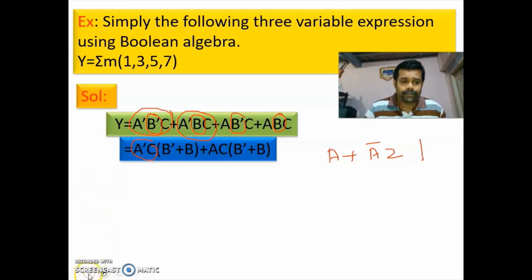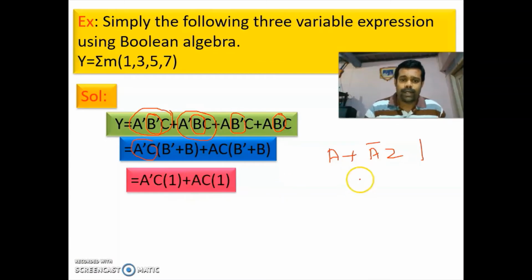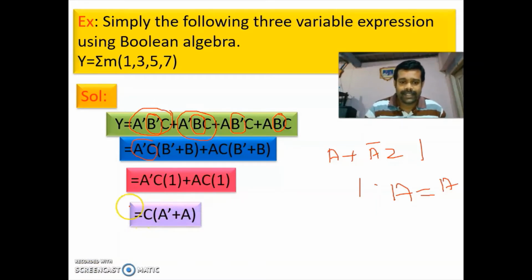So instead of this, we have to put 1. So 1 plus A is A. So A bar C into 1 is A bar C. So from these two, I have taken C common. So here A bar is remaining, here A is remaining. A bar plus A is 1. So we'll be getting C as the answer.